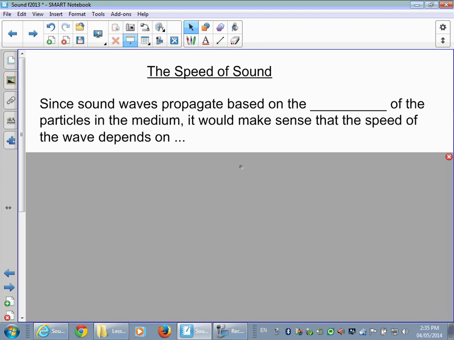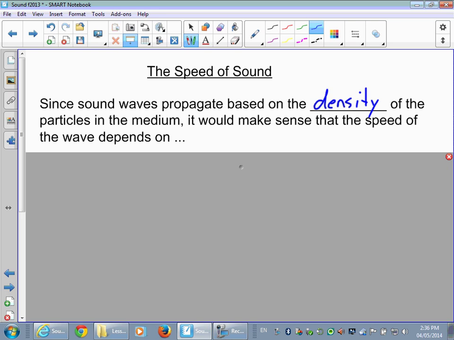Well, we know that the way that sound waves move, because they're longitudinal waves, is that they're based on the density of the material. In areas with high density, that's where your compression is. Areas of low density represent your rarefactions, and it's the movement of these high density and low density regions that dictate how the sound wave will move.